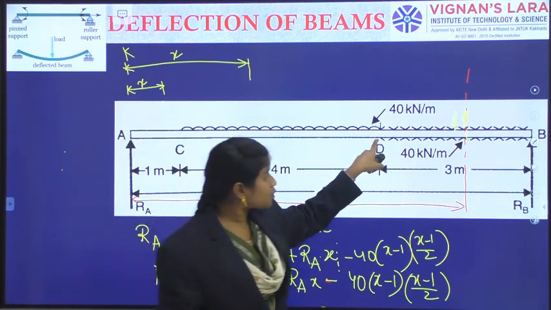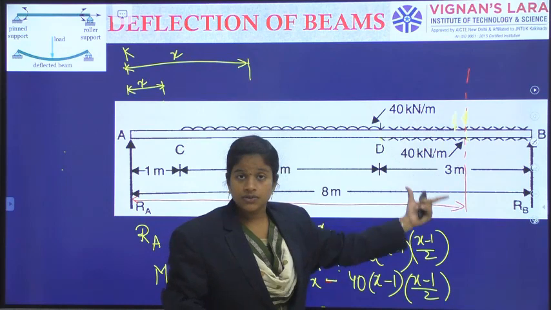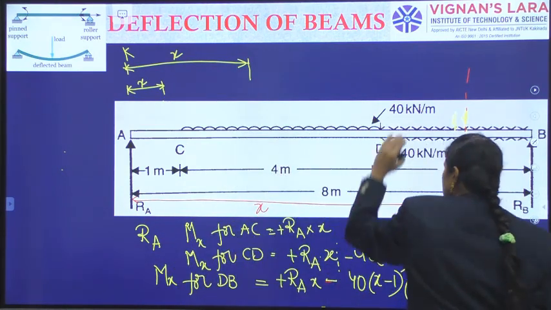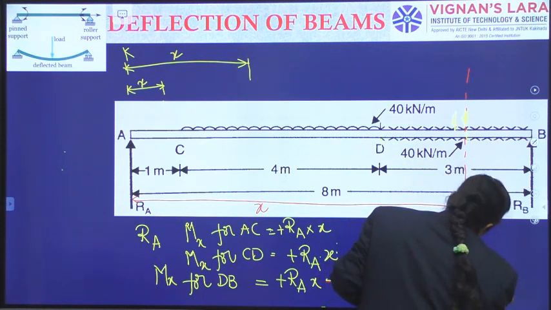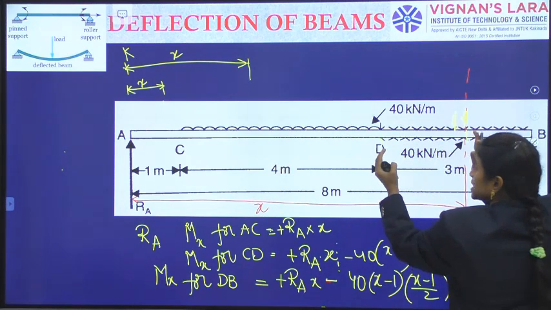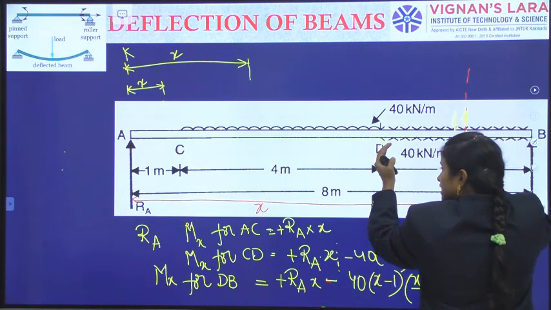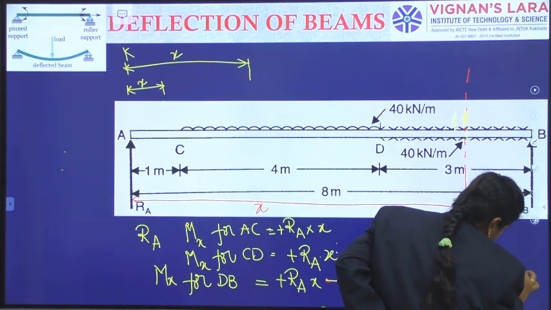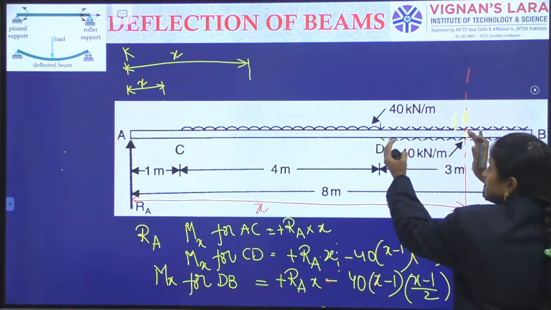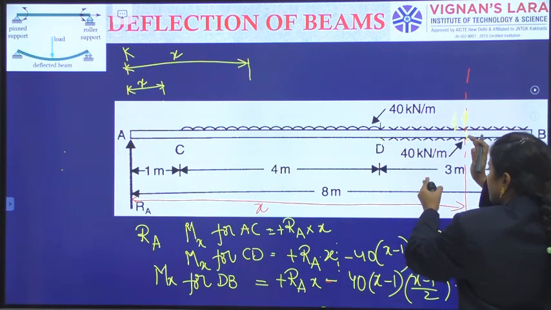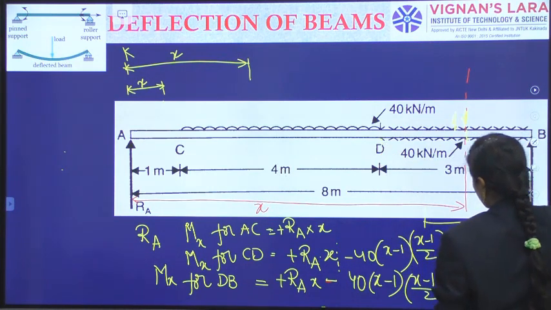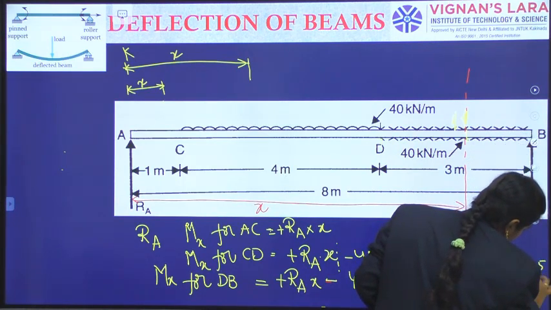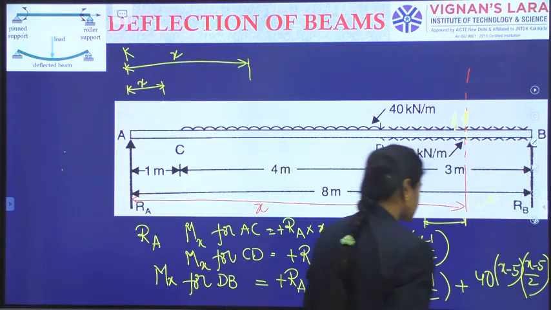Now, after this point, there is an upward UDL, right? So I have to write for the upward UDL. It is causing the upward movement, that's why again with a 40 intensity. And what is the length of this UDL? The length of the UDL is x minus 5. Again, this x minus 5 length of UDL will act at the center, so the distance from the center is x minus 5 divided by 2.